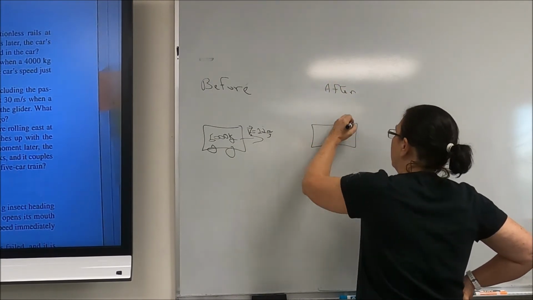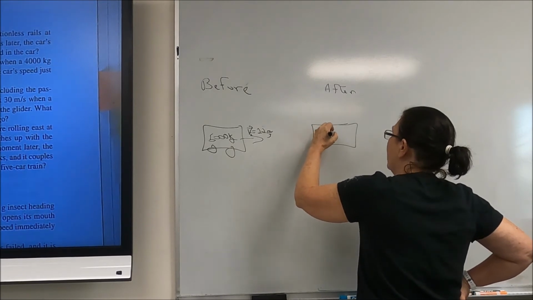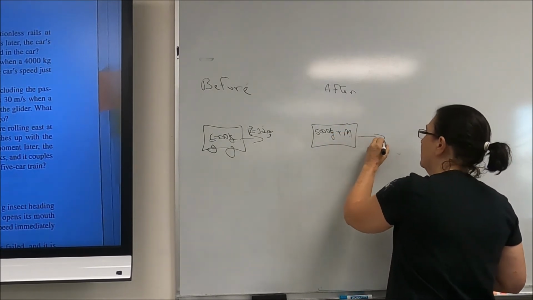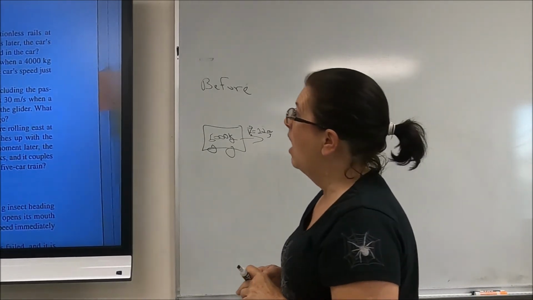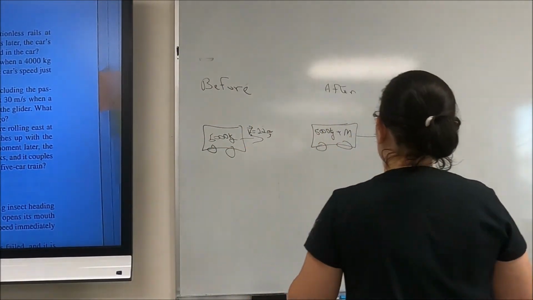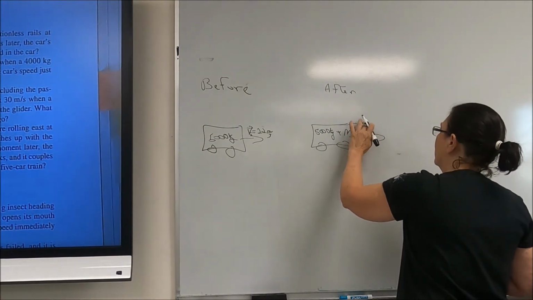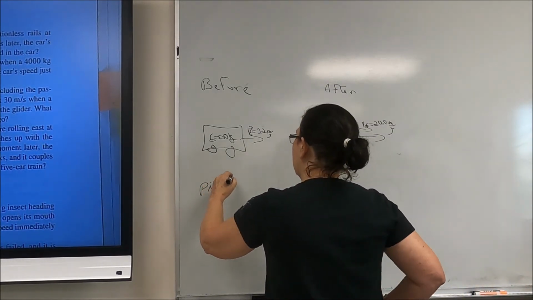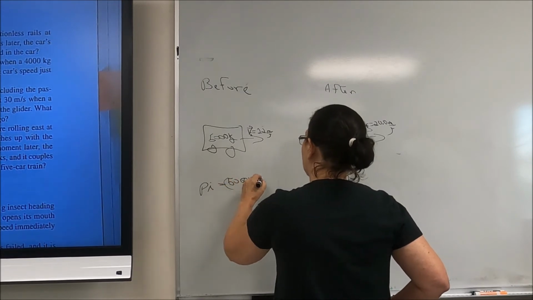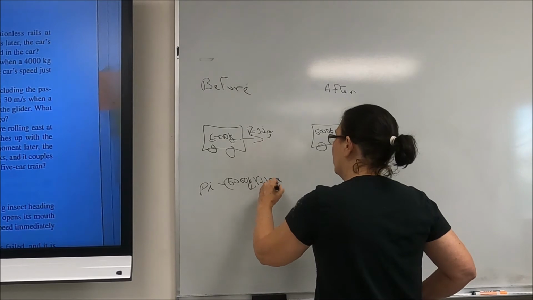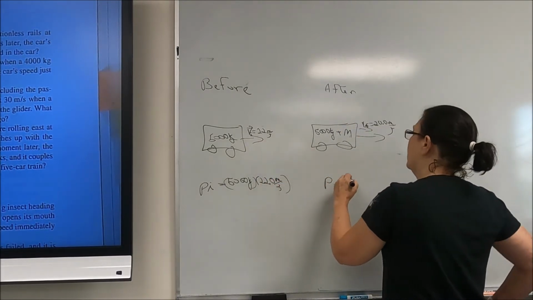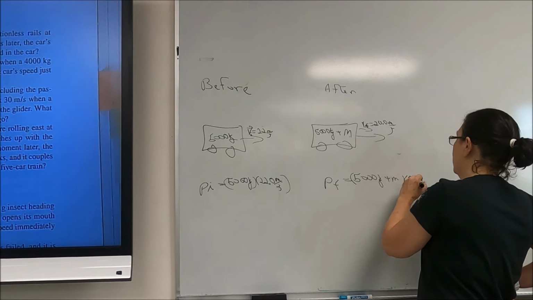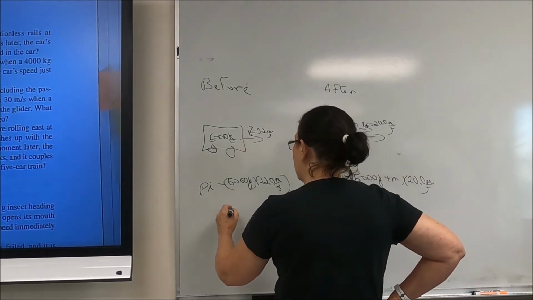After, it's got a mass of 5,000 kilograms plus m for the rain, and it's traveling now at 20 meters per second. So the momentum initially is going to be 5,000 kilograms times 22.0 meters per second. Momentum final is going to be 5,000 kilograms plus m times 20 meters per second. And they have to equal each other.